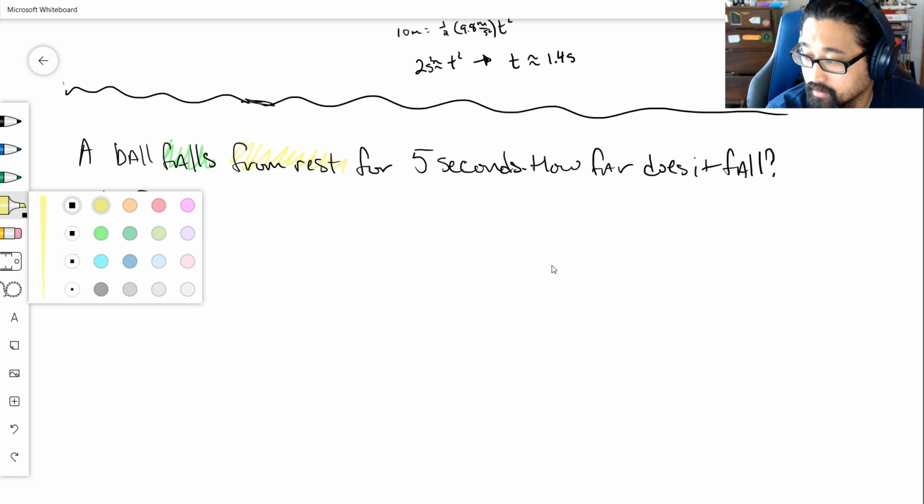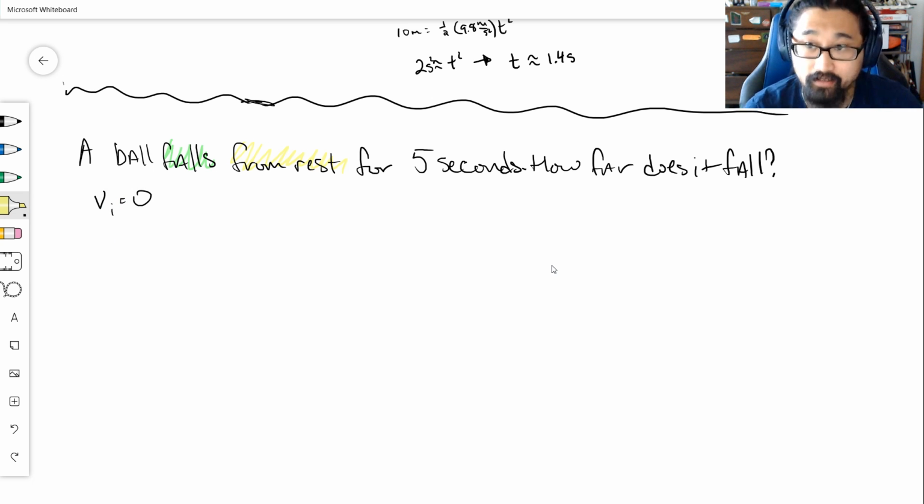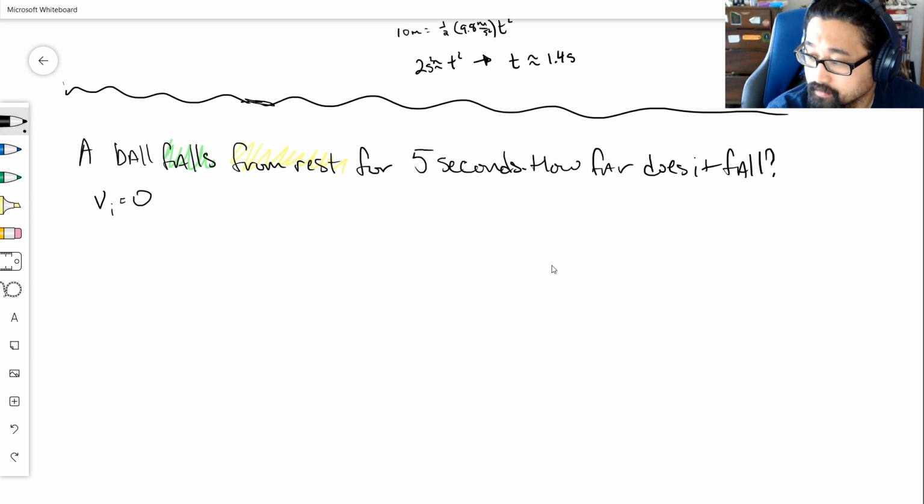Falling implies, again, that the acceleration is equal to g, or 9.81 meters per second squared.